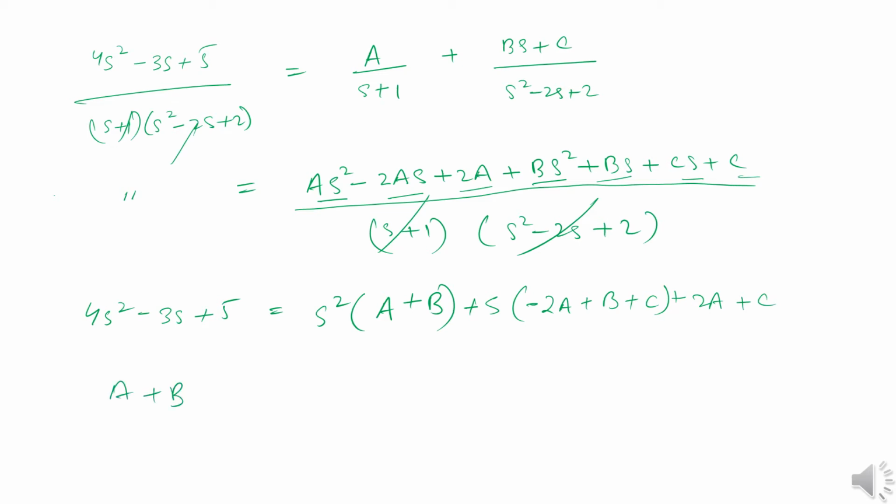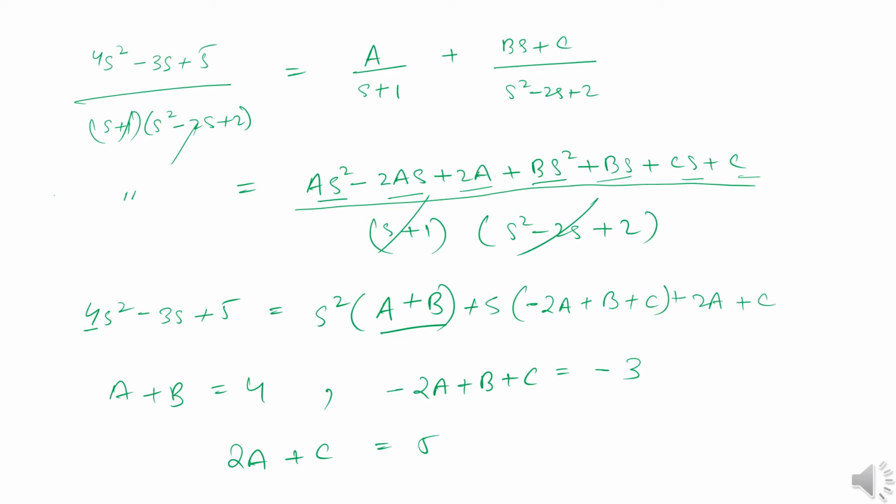On comparing, the coefficient of s squared is a plus b on the right hand side, and on the left hand side it is 4. So compare these coefficients. b plus c is equal to minus 3, then 2a plus c is equal to 5. Now we get three equations here, so we can solve them using the simultaneous equation technique.